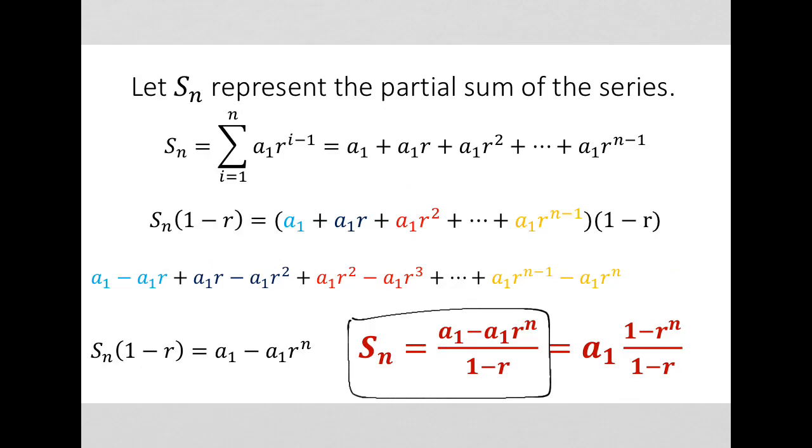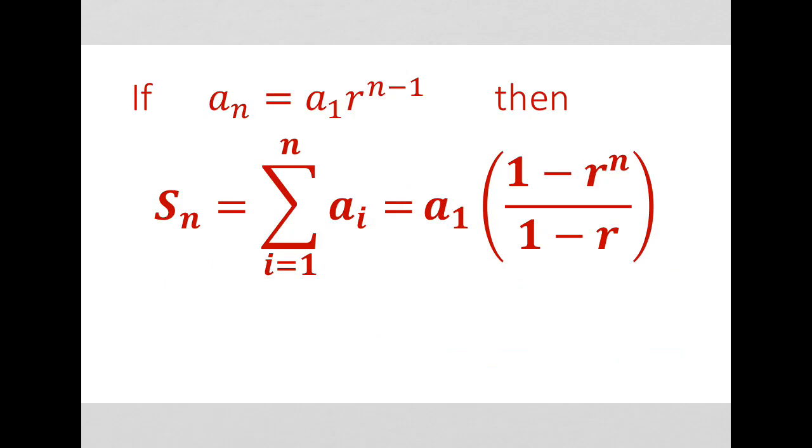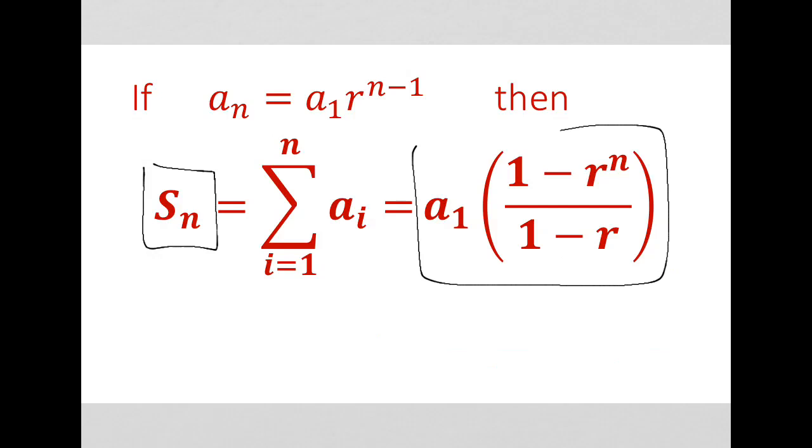A sub 1 minus a sub 1 times r to the n divided by 1 minus r. But notice in the numerator, both of those terms have an a sub 1, so we can pull it out to get our final expression here. A sub 1 times 1 minus r to the n over 1 minus r. And that is our summation formula for the nth partial sum. S sub n equals a sub 1, the first term, times 1 minus our common ratio raised to the number of terms divided by 1 minus our common ratio r.